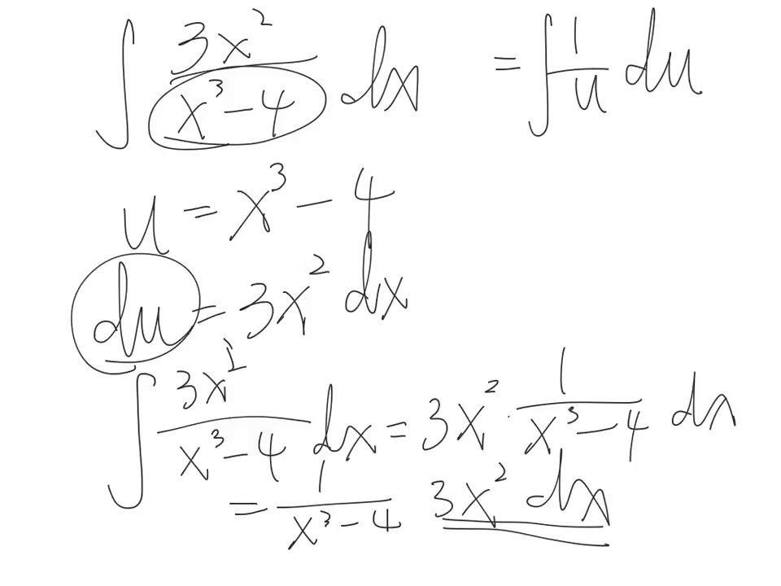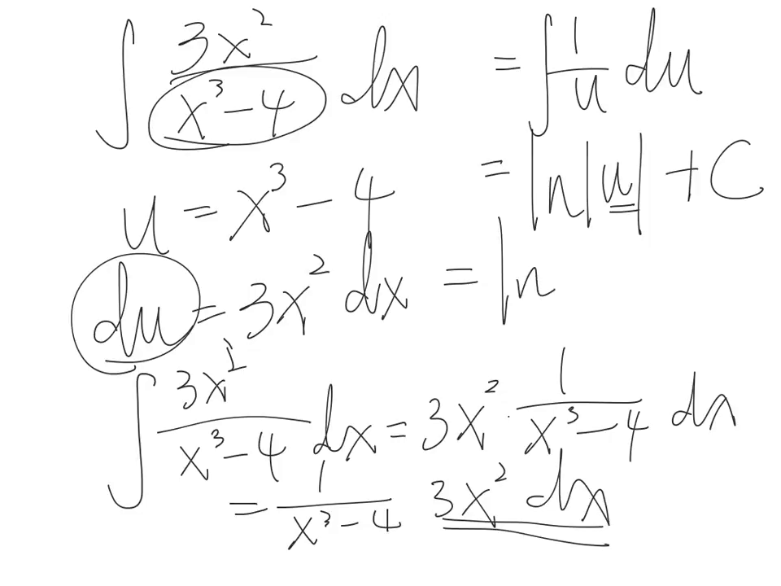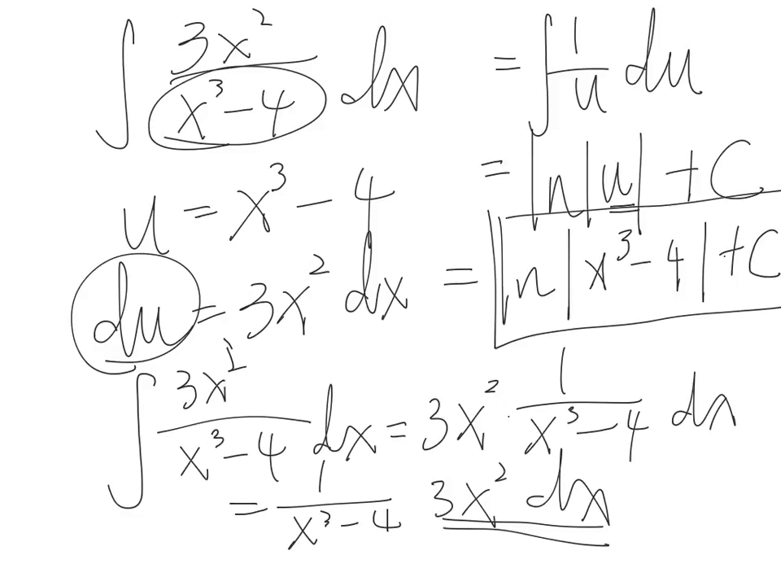Okay, so we know that the antiderivative of 1 over u, and this is a special one you need to remember, is ln absolute value of u plus c. Then one more step and we're done. What's u? It is ln of the absolute value of x to the third minus 4, plus c. So there's your answer right there.